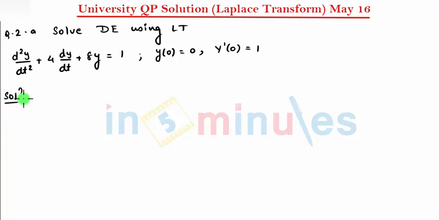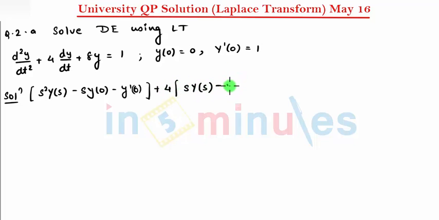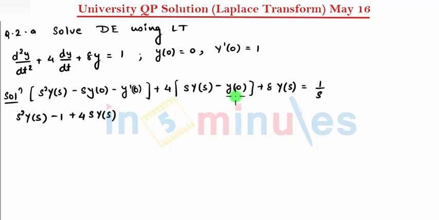Let's start with the solution. I say s square Y of s minus s y of 0 minus y dash of 0, plus 4 times s Y of s minus y of 0, and plus 8 Y of s, that is equal to Laplace of 1, which is 1 by s. Let's substitute y of 0 and y dash of 0. So this is 0 and this is 1. So I get minus 1. 4s Y of s, y of 0 is 0, plus 8 Y of s, that is equal to 1 by s.